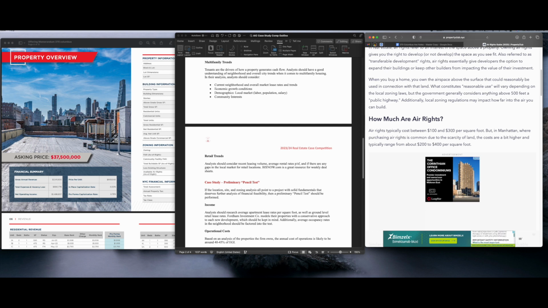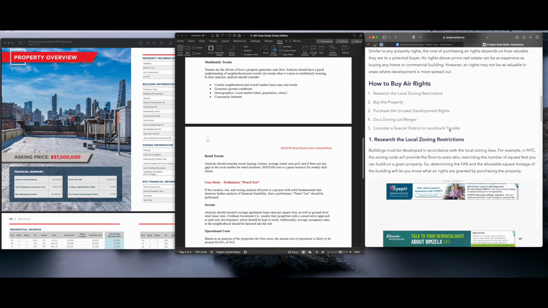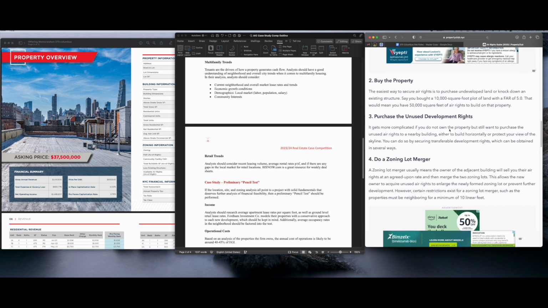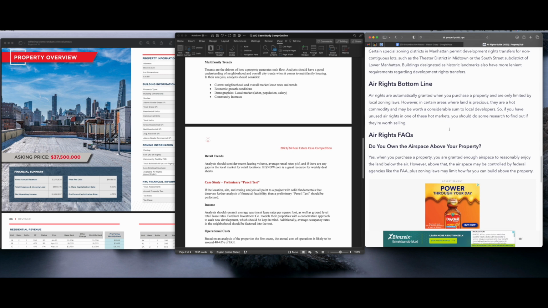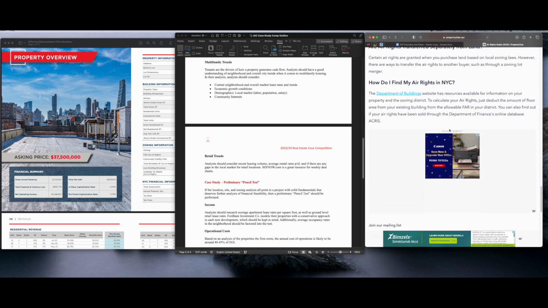Like most of the neighborhood is only as tall as this building that we're looking at, and most of the time that's because they already used up all their air rights. So if you're able to sell them to a neighboring property, you can make a lot of good money off that. But yeah, this is just a good understanding of what that is.